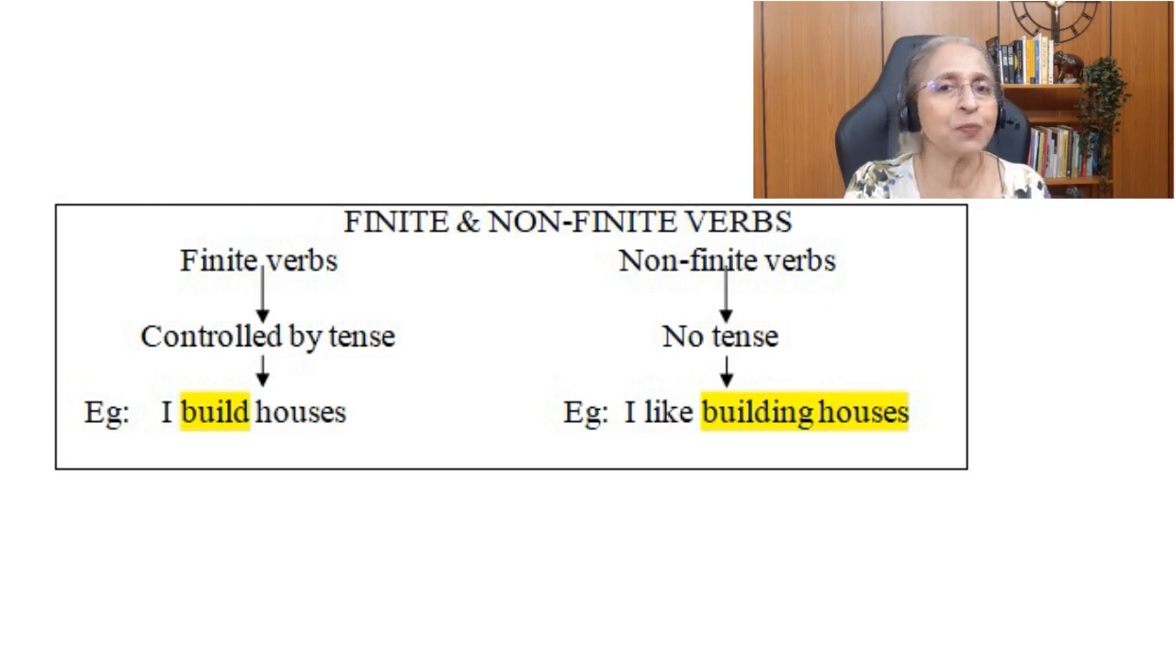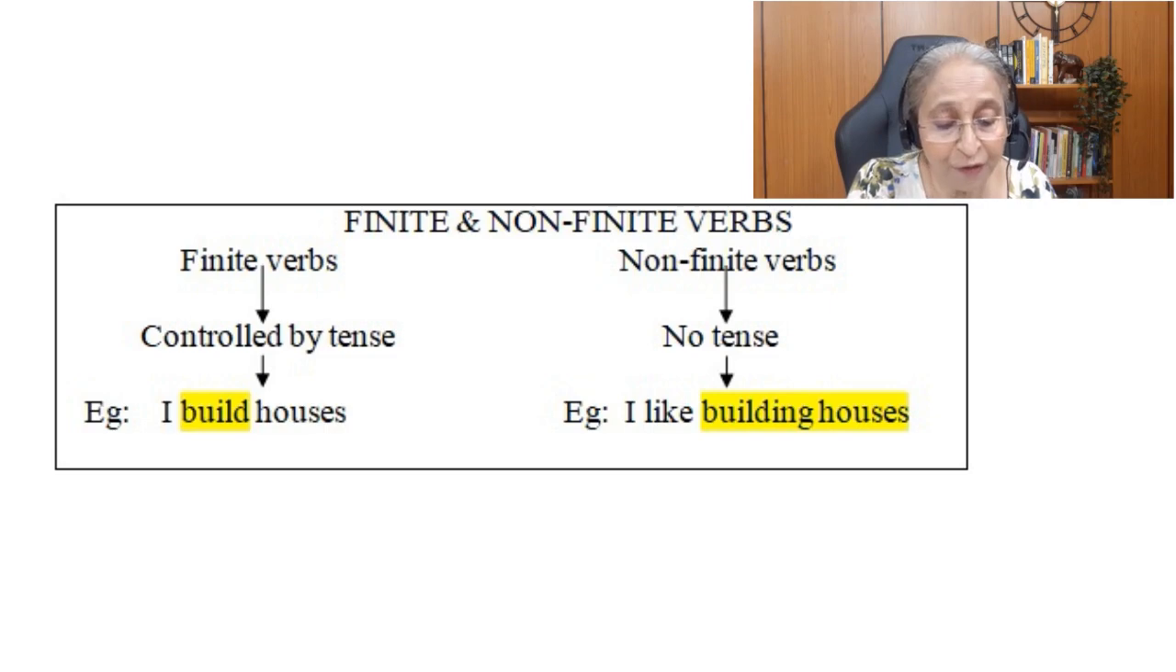And this is possible only with finite verbs. In fact, the word finite itself means to limit something. And here, these verbs are kind of controlled, limited by tenses. Their scope is limited. All right? Now, let's look at non-finite verbs.